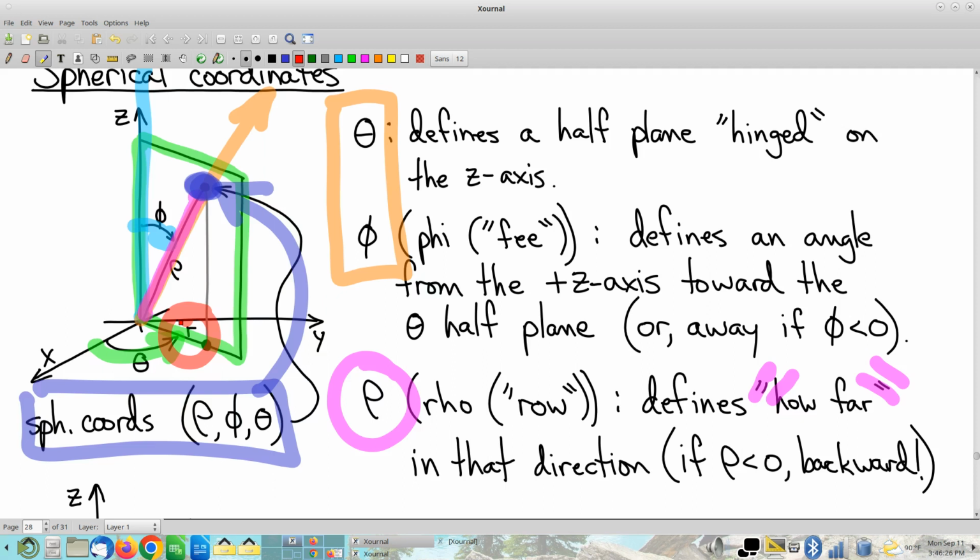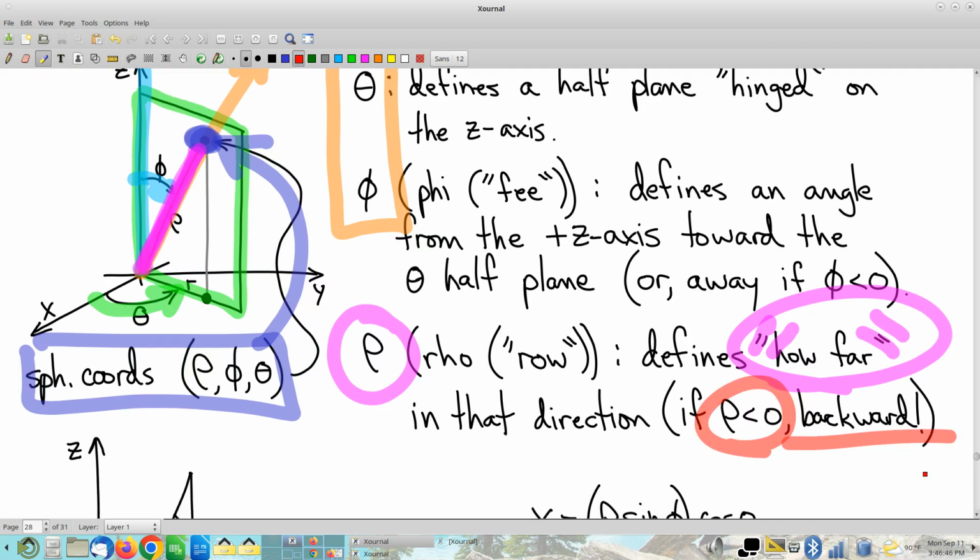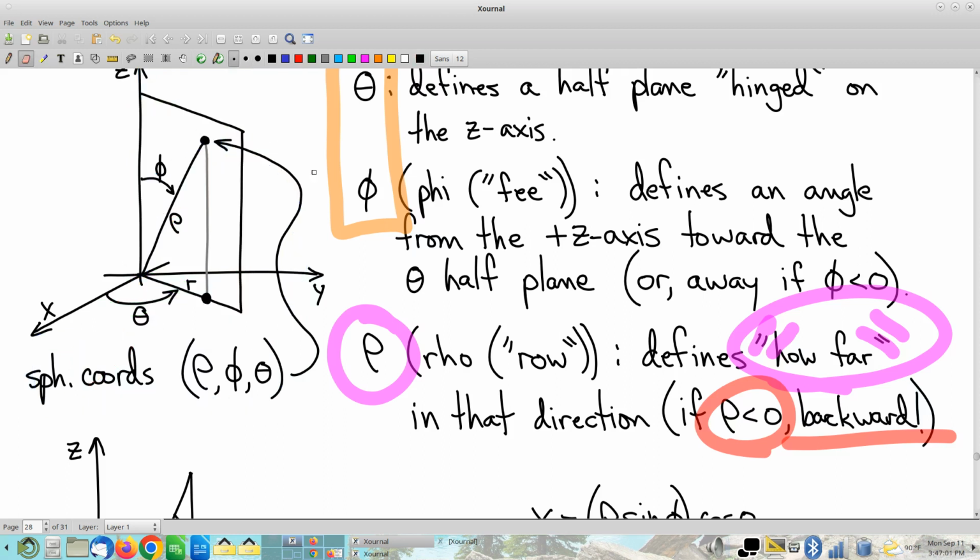Now again, I have to fix my little math crime here. I as usual said that rho was how far, as if it were a distance. It's not. It's a coordinate. It's perfectly allowed to be negative. So what do you do if rho is negative? Well, you just go backwards, exactly as you would expect. Negative rho would just have you going the exact opposite of the direction that phi and theta define. All right, now let me clean up the mess and talk about conversion formulas.